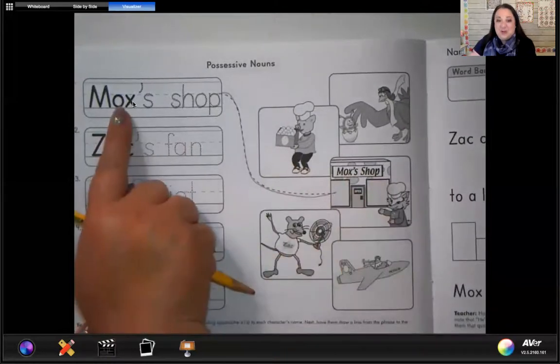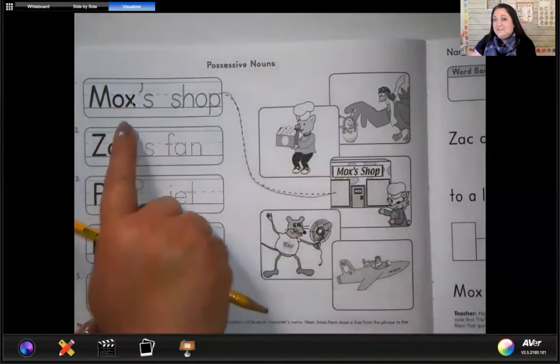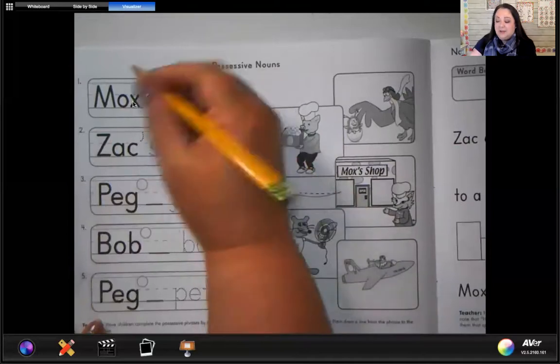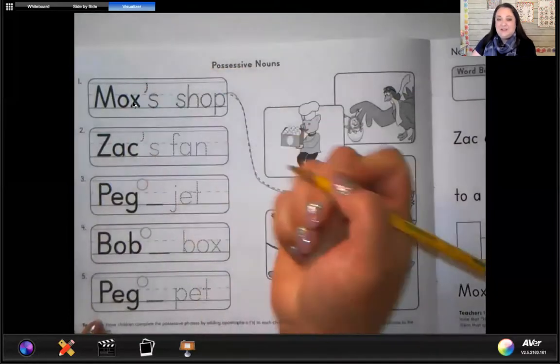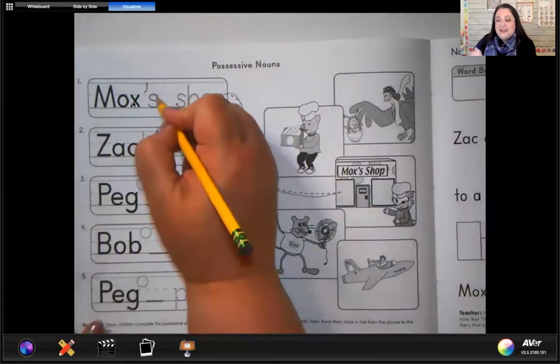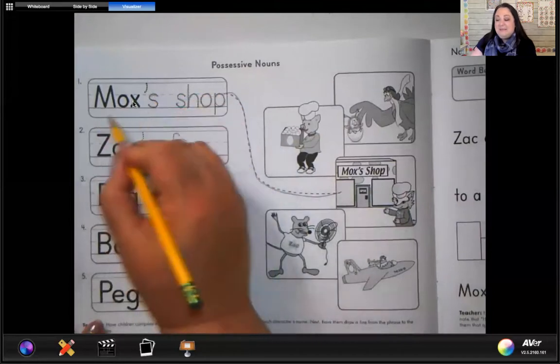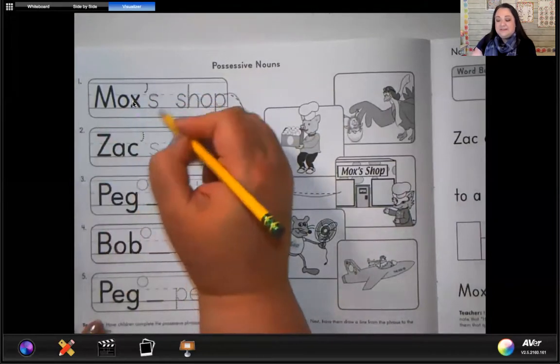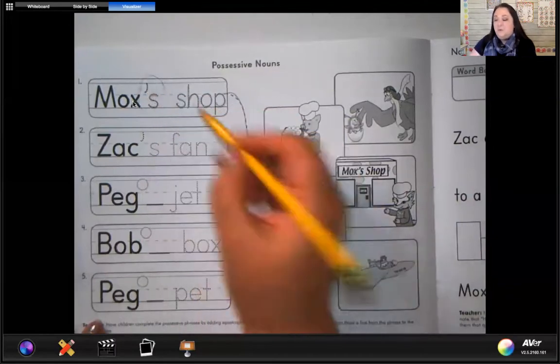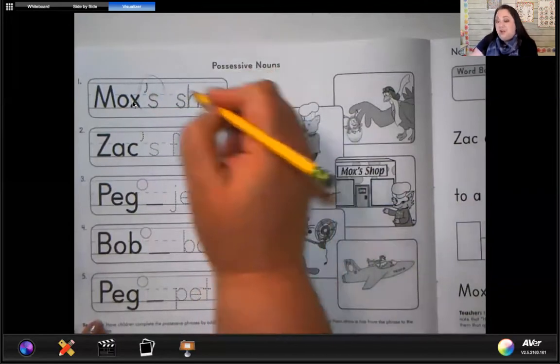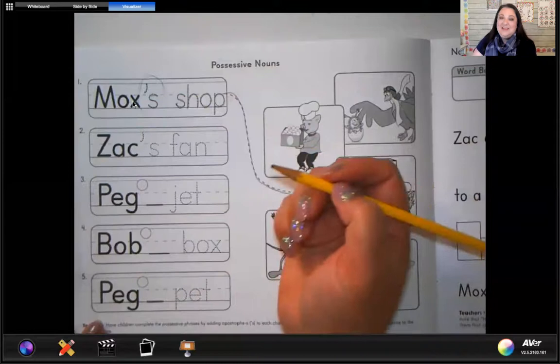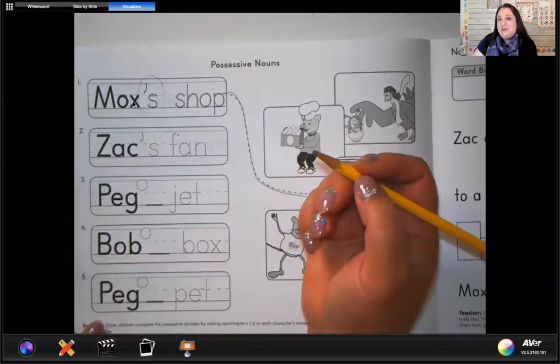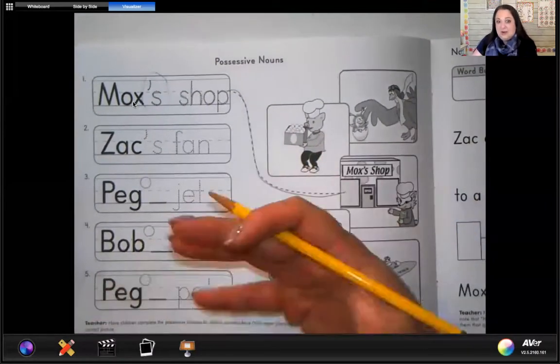So to show that that shop belongs to Mox, we add an apostrophe. This little line up here at the top is called an apostrophe, and then we add an S. And that tells the reader, when we see this apostrophe S, that whatever comes afterwards belongs to that person, okay? So it's just a little way to show the reader what's going on in the story, okay?